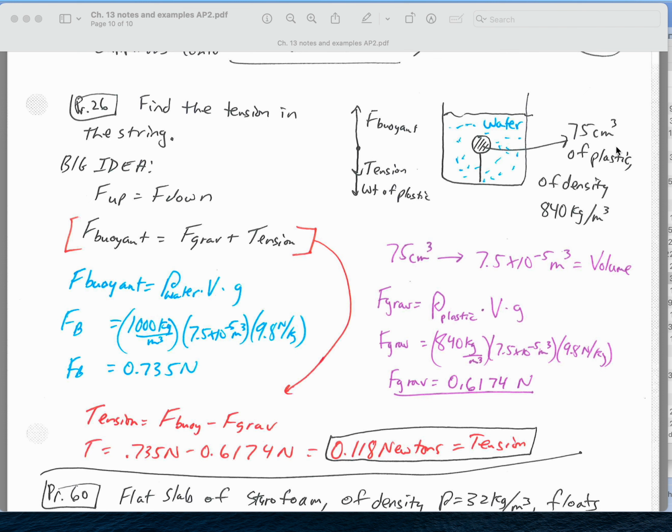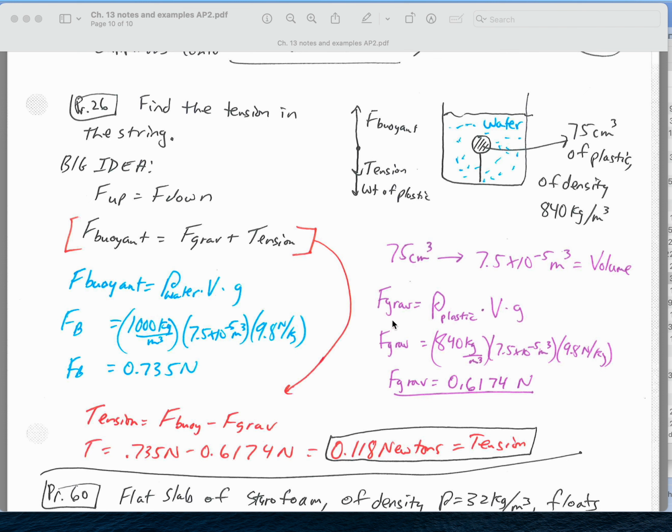If I've got 75 cubic centimeters of plastic, that converts to 7.5 times 10 to the negative fifth cubic meters. If you're unsure about how to do that on your calculator, the simple conversion factor is 1 meter per 100 centimeters, but you're doing that in 3 dimensions. So I would multiply by 1 over 100 and then cube that quantity. So you're basically dividing by 1,000,000. That's the volume. And so I get 0.735 newtons as the buoyant force.